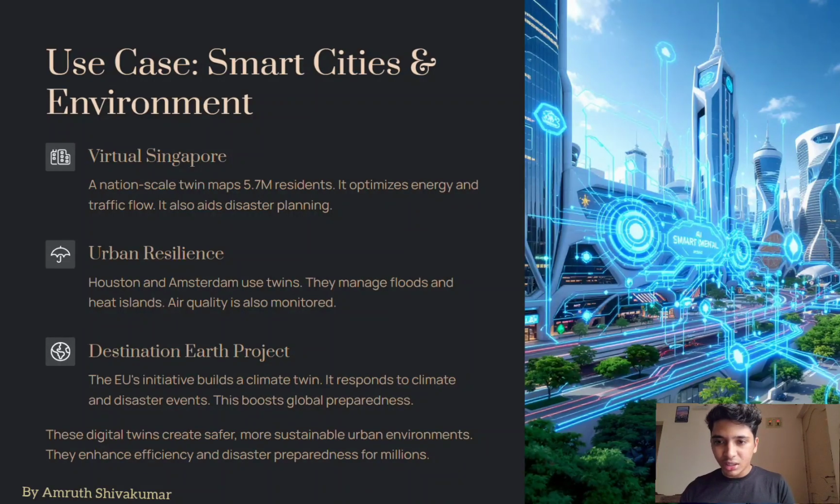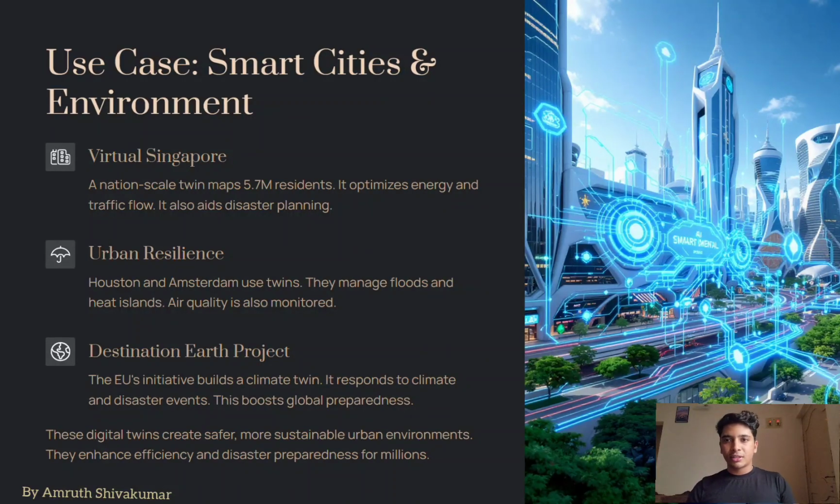The Destination Earth project by the EU is building a climate twin for our planet to simulate and prepare for global-scale environment events. The potential to create safer, more resilient urban environments is truly revolutionary. Imagine a virtual Singapore. It means a whole nation is virtually replicated.